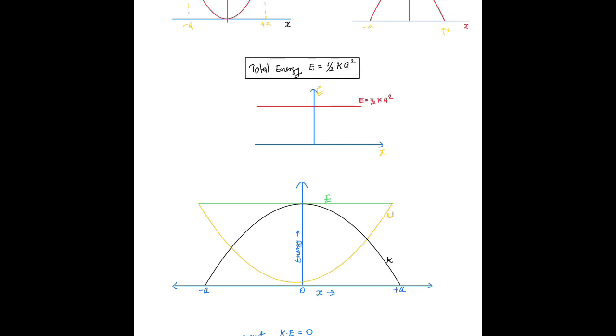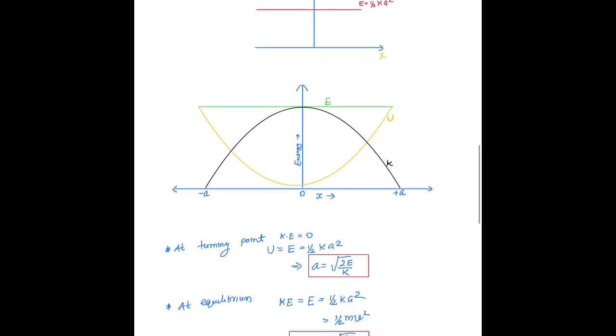This yellow line corresponds to kinetic energy, the black line corresponds to the potential energy curve, and the green is the total energy curve. So this is the energy diagram for a harmonic oscillator. You want to remember this diagram and the expressions for potential energy and kinetic energy.